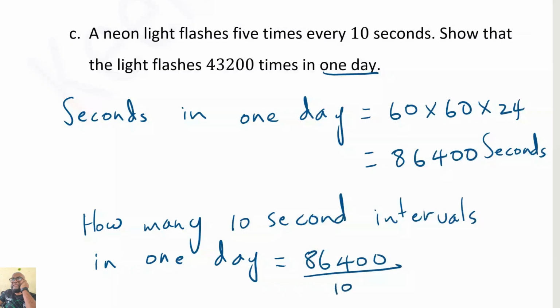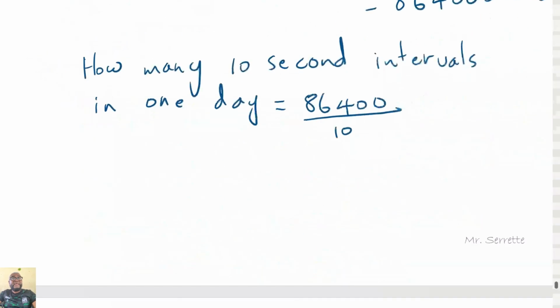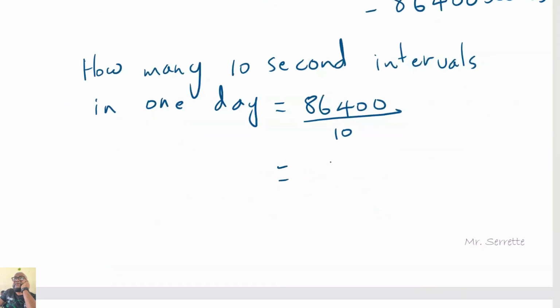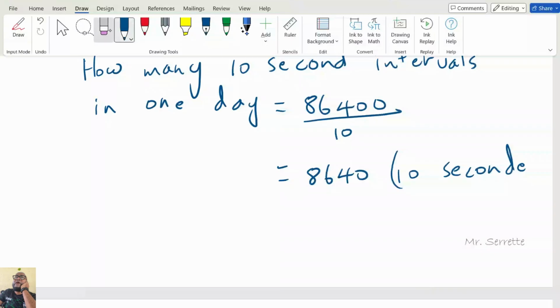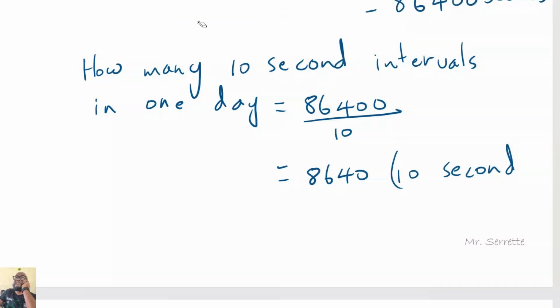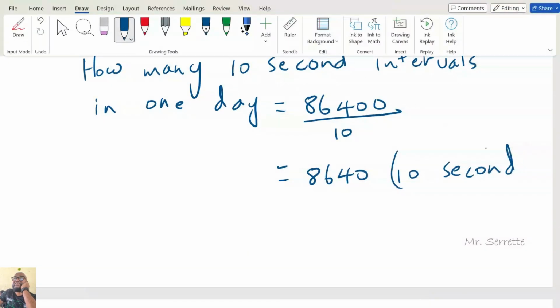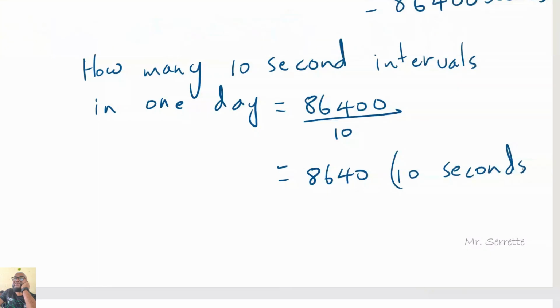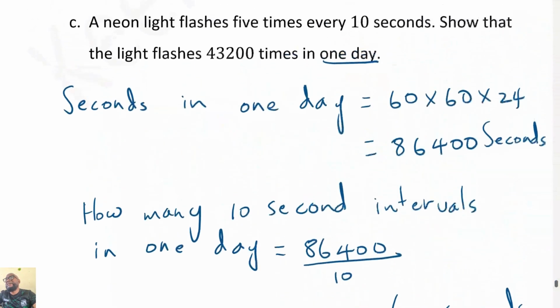86,400 divided by 10, because it's how many 10-second intervals, right? How much will I get here? 8,640 10-second intervals, right? How many flashes am I getting every 10 seconds, my children?